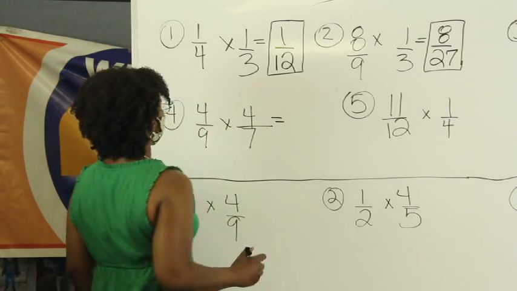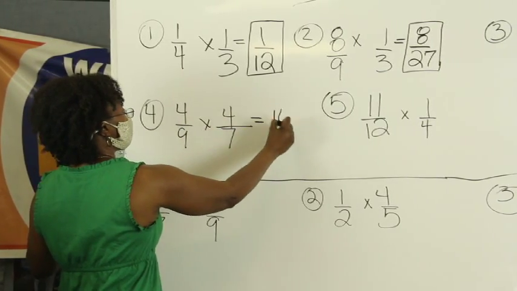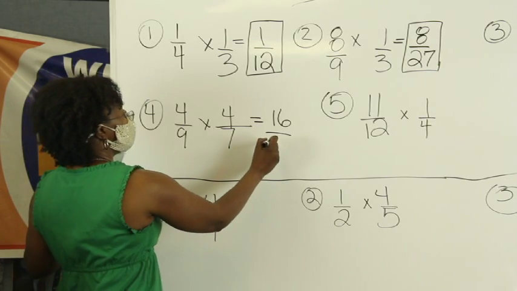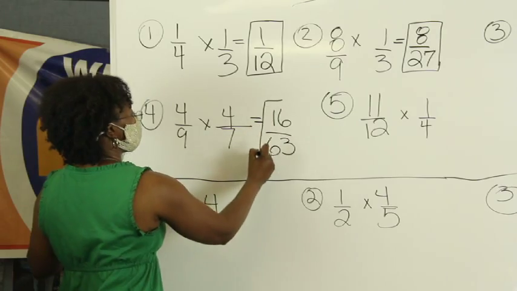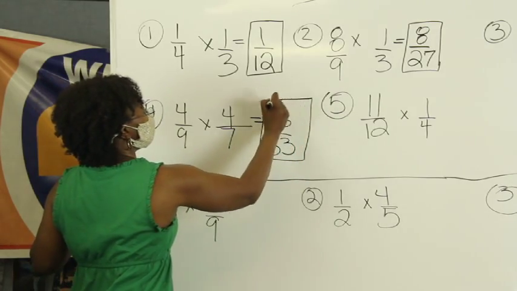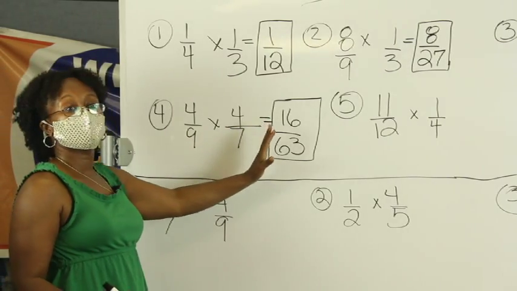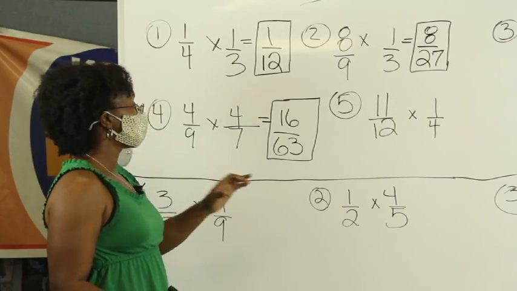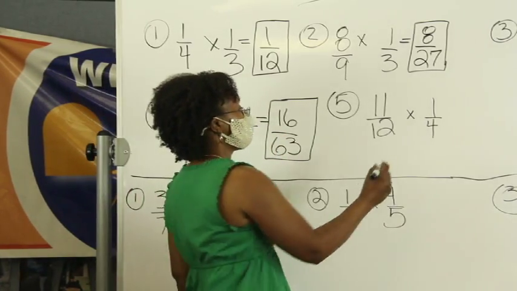Next, number 4. 4 times 4 is 16, and 9 times 7 is 63. That's your answer. Your teacher will be very happy if you follow what I just did here, okay? Made it very clear what the answer was. And also reducing the fraction, okay?